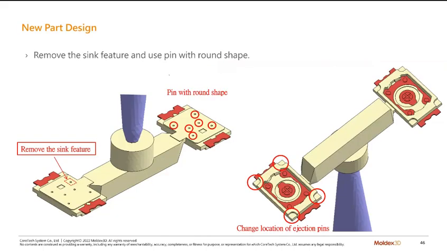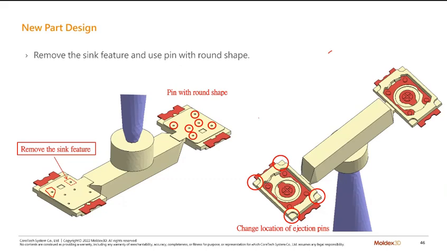Okay, then the next one, they remove these features. In the original design, they have this rectangular shape and thin features here. Around each pin, they have this kind of design. So they remove the design and change the pin to a round shape. And also, this one is not really the solution, but they change this too. The main solution will be fixed by changing the features near the pins.